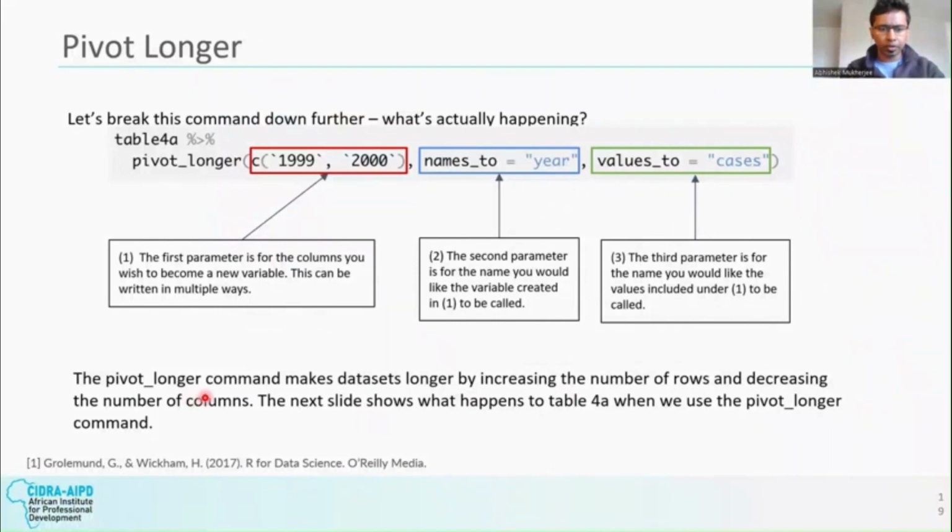By using the pivot longer function, we make the data sets longer by increasing the number of rows and decreasing the number of columns. Oftentimes, the number of columns may or may not decrease, but by using the pivot longer function, the new data set always has more number of rows than what we started with.